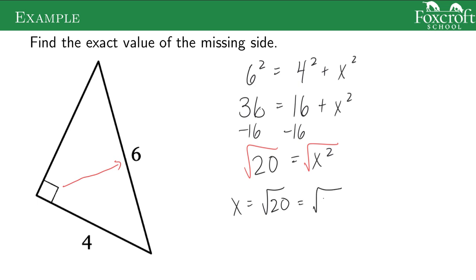So 20 is 4 times 5, and 4 is a perfect square, so that's going to come out of the square root as a 2. So for this one, the final answer is 2 square root of 5, the simplest exact answer I could have. And again, exact answer means you're not going to put it into a calculator because that requires rounding. All right, you're just going to leave your answer like this.